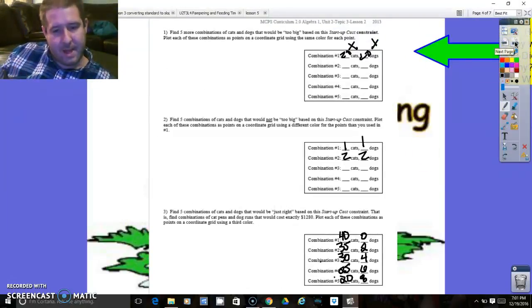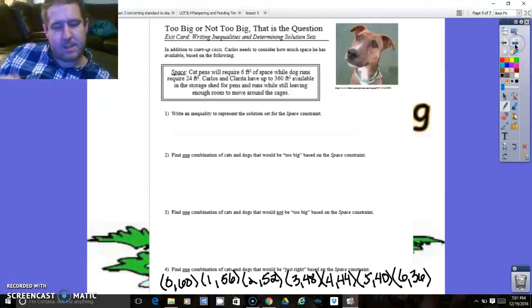Anything below the line is an answer. Anything on the line is also an answer. Keeping in mind that it's a discrete question, so not everything on the boundary is a possible answer because it does have to be a whole number.